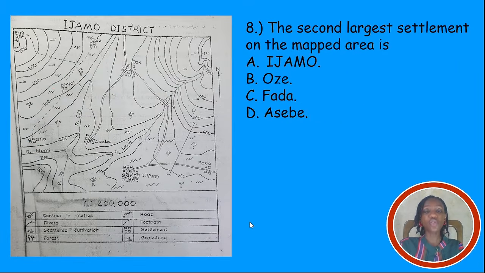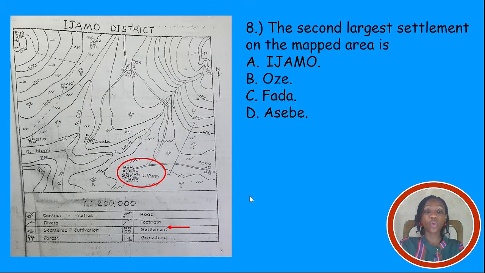The second largest settlement on the mapped area is, this question is also very easy. Now, the largest settlement should be easy to spot, and that is the Ijamo settlement. Now, apart from the map being named after it, we also need to look at those tiny squares beside it. Because if we look at our map key, those tiny boxes represent settlements.